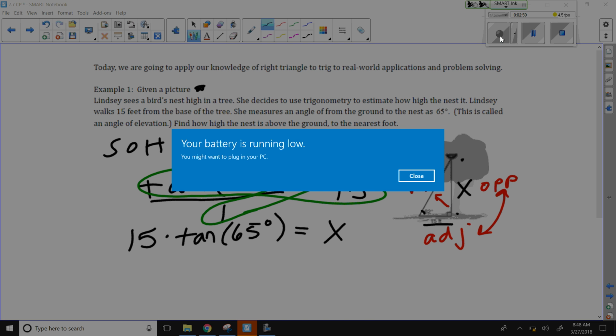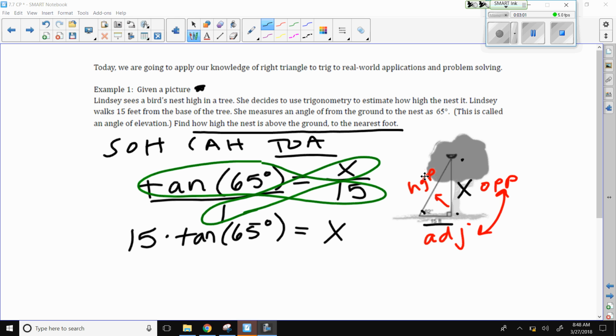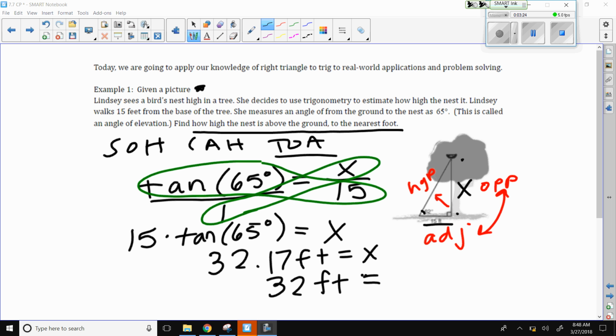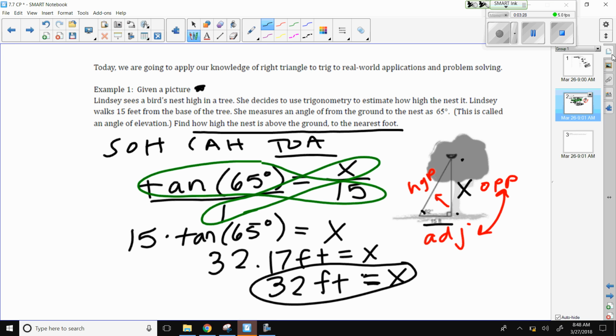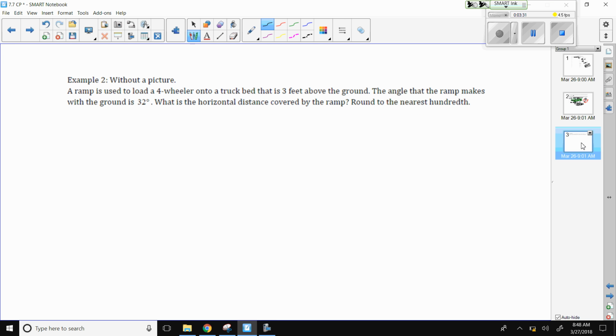Okay. And this can go right into your calculator. So 15 times tan of 65 degrees is going to give me 32.17 feet equal to x. It says round to the nearest foot, which means I'm going to have 32 feet equal to x. Okay. The other example that you have is without a picture.